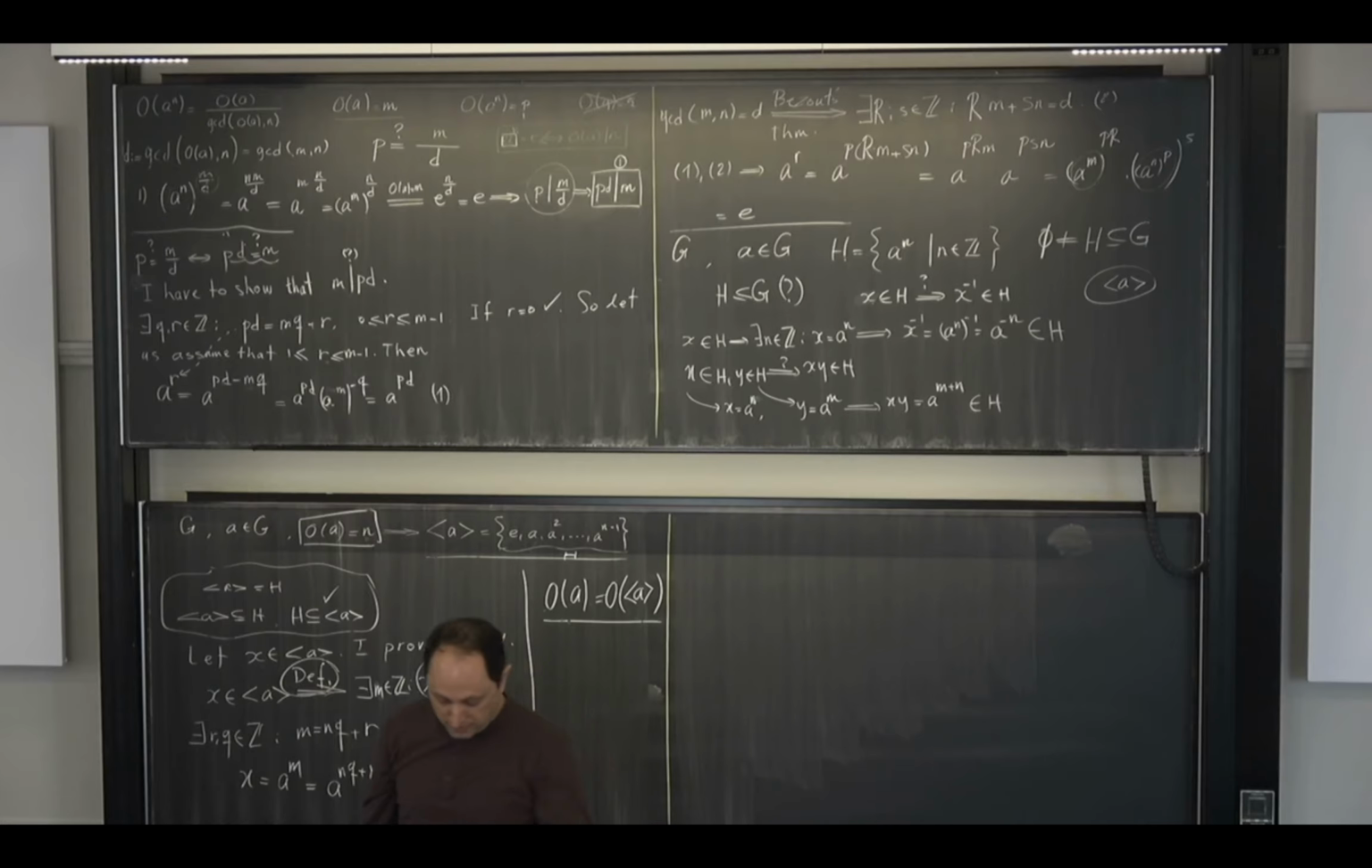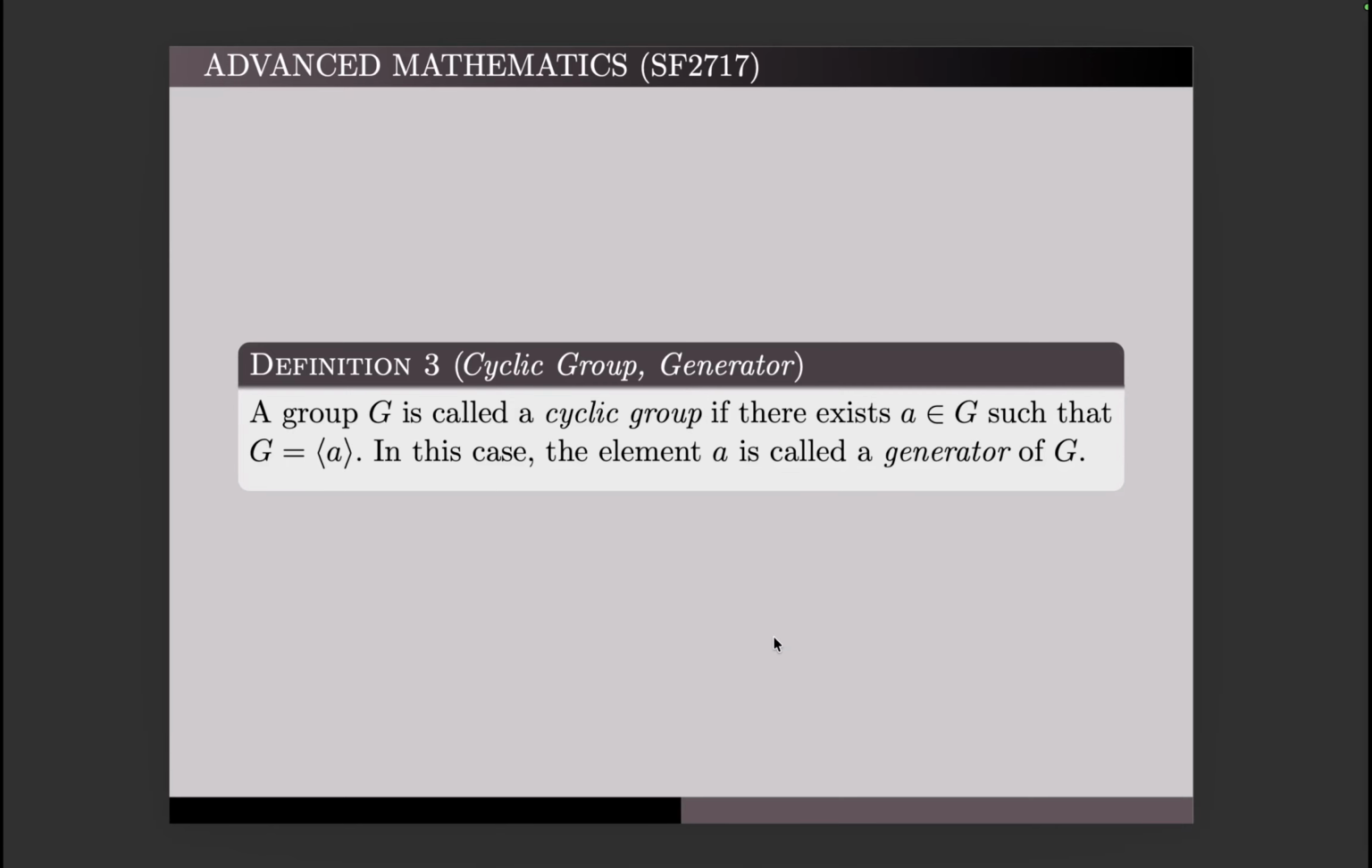Oh, sorry, I didn't record this part. Okay, so a group G is called a cyclic group. That's also very important. A group G is called a cyclic group if there exists an element A in G so that G becomes the group generated by A.